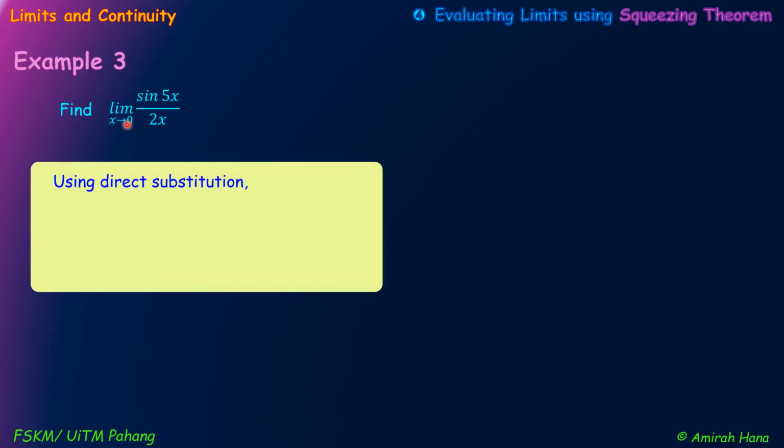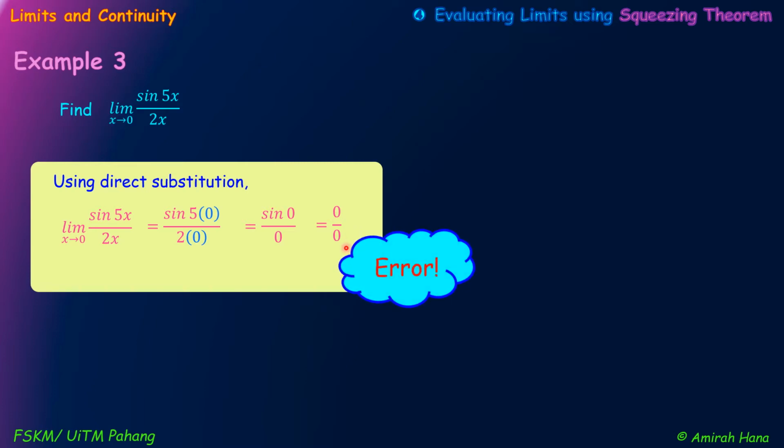From here, let's say we use direct substitution to solve this limit. From the given question, when we use direct substitution, we need to replace x with 0. Then we get sine 5 times 0 over 2 times 0. Then we have sine 0 over 0, and using a calculator, sine 0 equals 0, and then over 0. And 0 over 0 is an error because this is an indeterminate form.